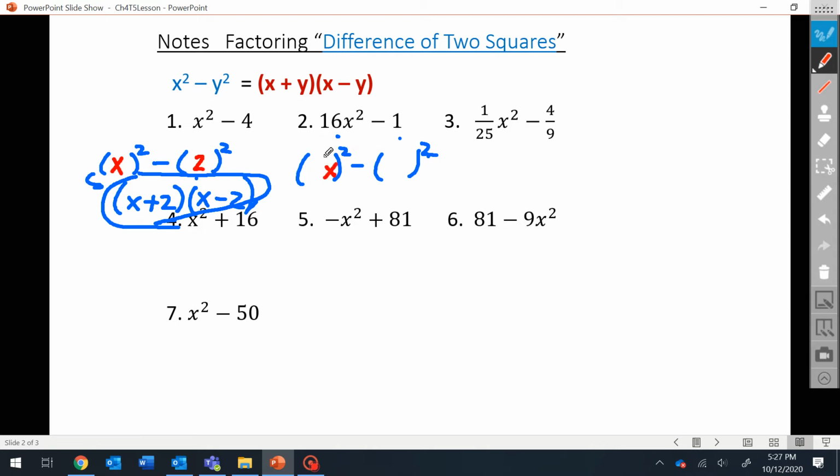What to the second power is 16? Well, 4 to the second power is 16. So 4x to the second power is 16x squared. And then what to the second power is 1? Well, 1 to the second power is 1. So now I see this is indeed a difference of two squares.